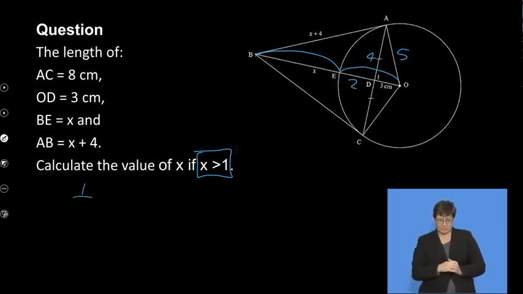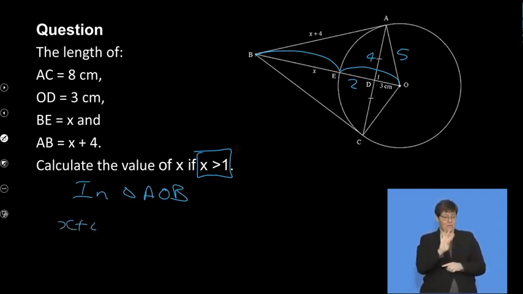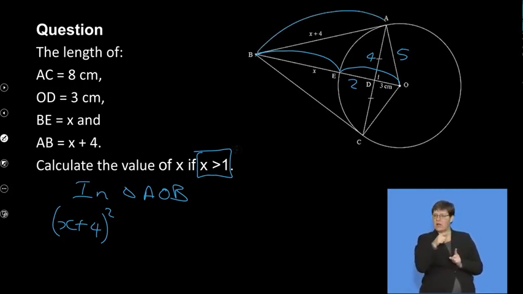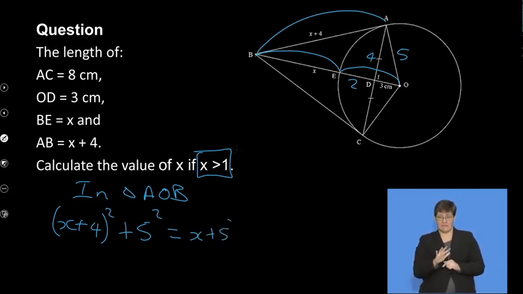So I will say in triangle AOB, because it's a right-angled triangle, I will know that x plus 4 all squared is equal to, okay, so it can't be equal because that's not the longer side. So let me just quickly fix it. This is not the hypotenuse side. The hypotenuse will actually be BO, right? So this will be plus the other length, which is 5 squared, and this will be equal to BO, which is x plus 5 all squared.